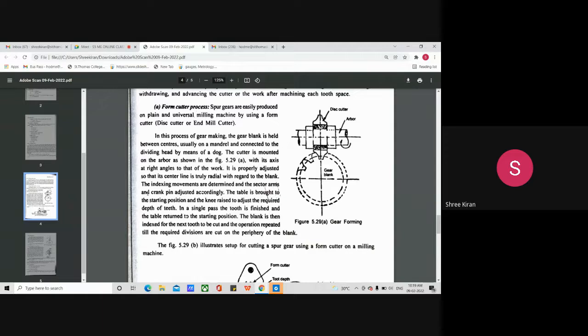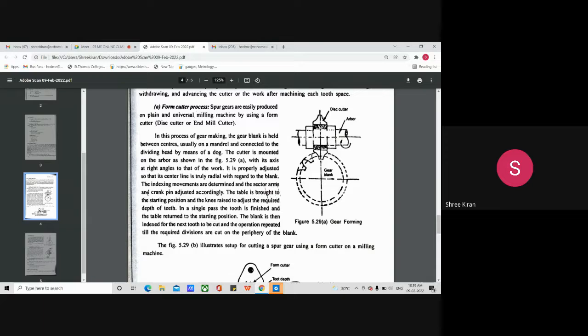Then the indexing movements are determined, and the sector arms and the crank pin are adjusted accordingly. The table is brought to the starting position and the knee raised to adjust the required depth of teeth. That's what happens in this process of gear making.